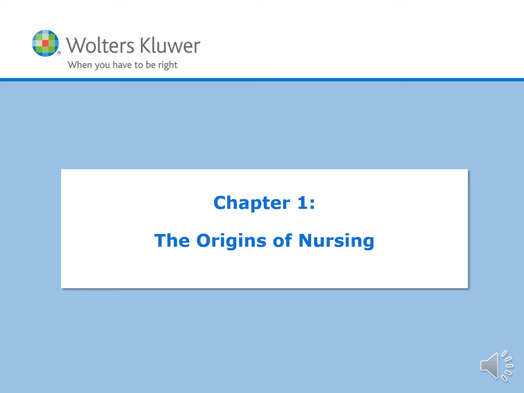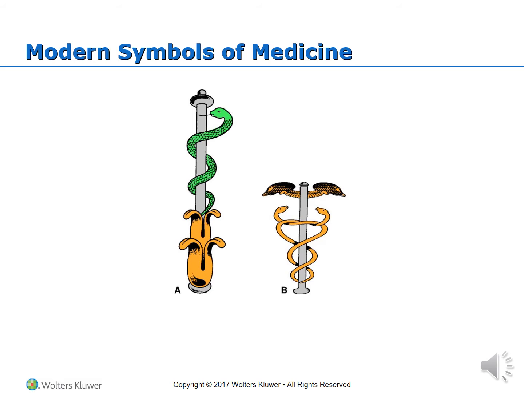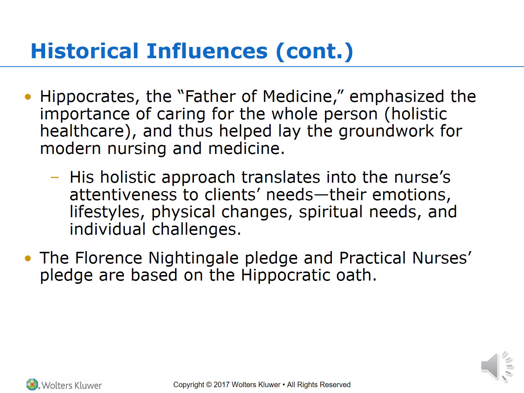So to start with, we're going to start with Chapter 1, which is the origins of nursing and the historical influences of nursing. History shows us that care has been provided for the sick even way before the time of Christ and is based on mythical figures that are modern symbols of medicine. This is just a couple pictures of the different modern symbols of medicine.